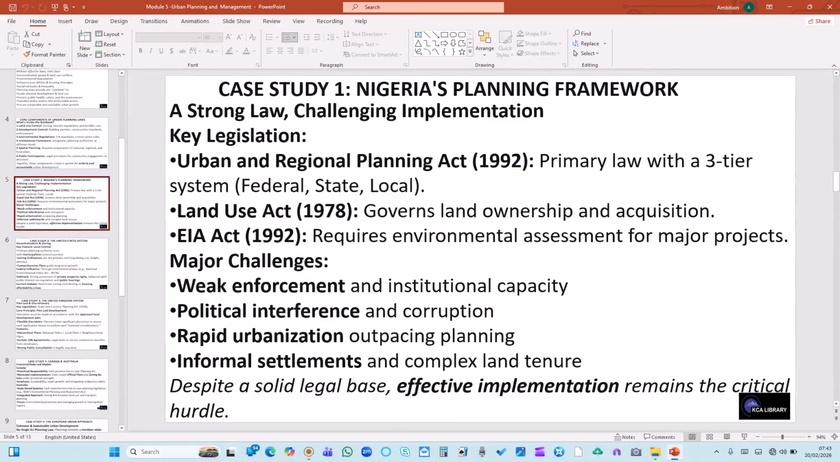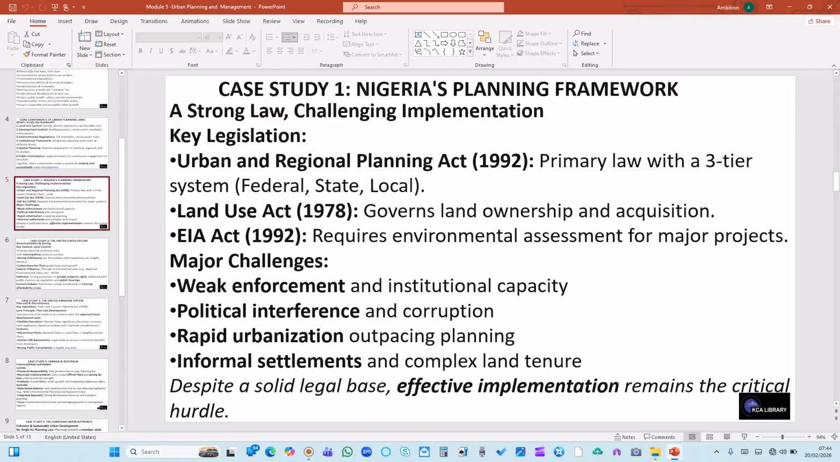Having known that, let us look at case study 1, that is the Nigerian planning framework. The Nigerian planning framework has a strong law but challenging implementation. The key legislation in urban planning in Nigeria includes the Urban and Regional Planning Act of 1992, which is the primary law with a 3-tier system, that is the federal, state, and local government. Another planning law is the Land Use Act of 1978, which vested land ownership in the hand of the governor. That is governor's land ownership and acquisition.